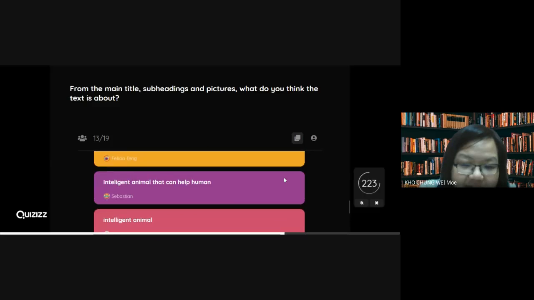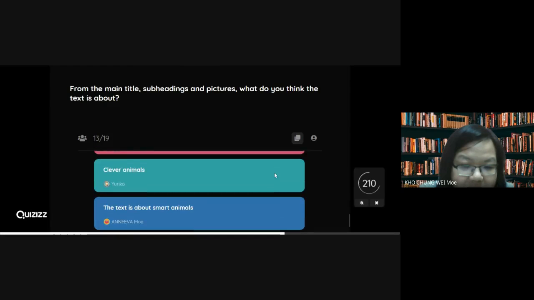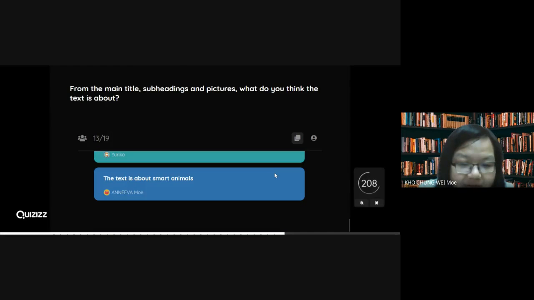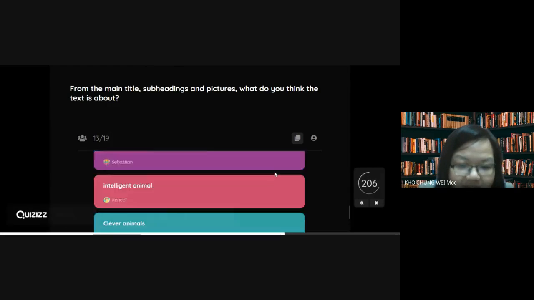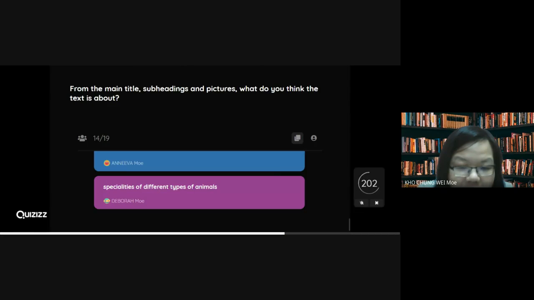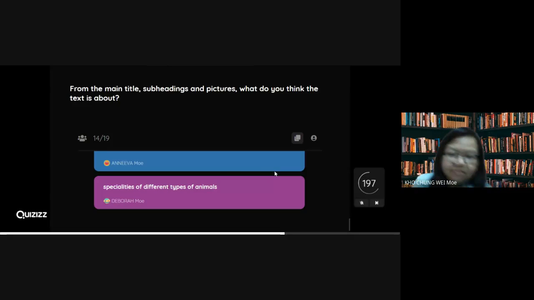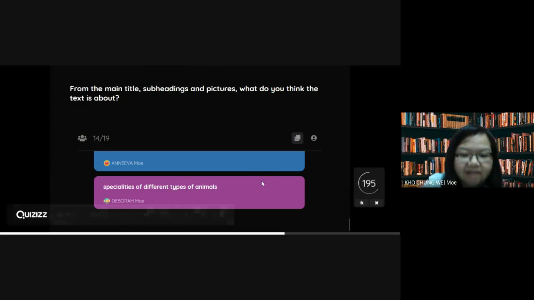Intelligent animals that can help humans. I like that, Sebastian. That's right. We're talking about how these intelligent animals can help humans. That's being quite specific. And I like the last part of it. Intelligent animals, clever animals. The text is about smart animals. Okay, what else? Specialties of different types of animals. Okay, maybe. We'll have a look later and see if you have predicted correctly.